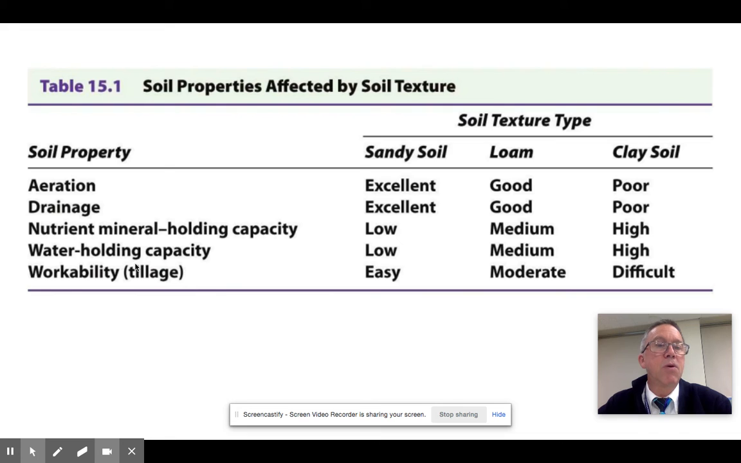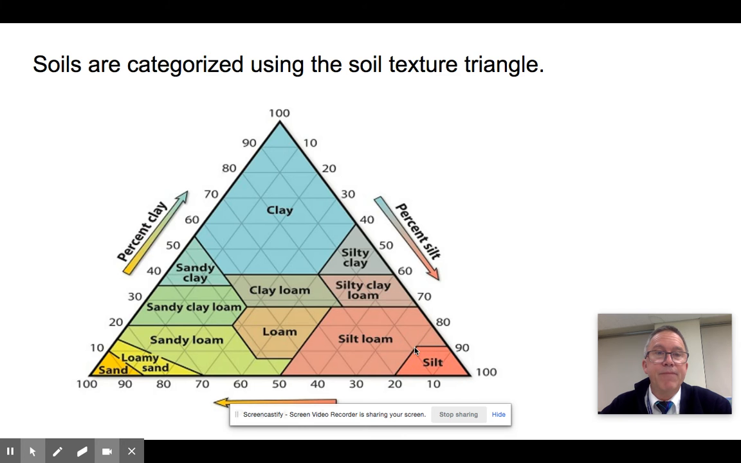The ability to, say, hold water. Well, sandy soils can't hold much water. Loams have a medium ability. Clay soil can hold a lot, but if you want to grow things, then you've got to be able to till the soil. And what we find is, well, sandy soil you can till really easily, but it's got all these other problems. Loam is pretty moderate and has all these good things. And clay is really difficult to till. So you can see, loam is really what we're after here.